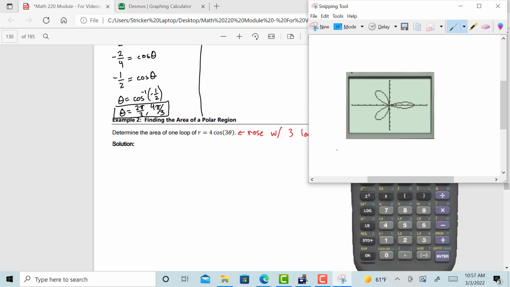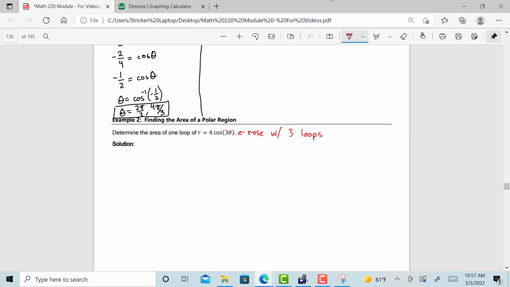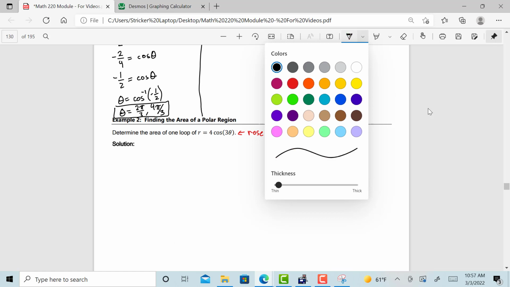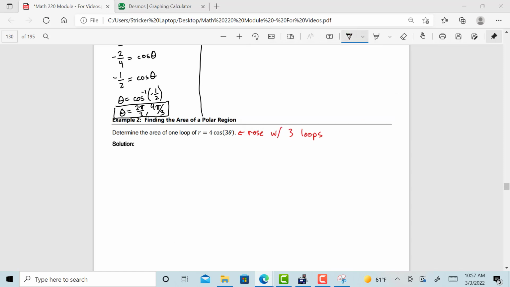And so the area we're looking for again, right, the area we're looking for is one loop. And again, it's the same idea, because right there at the origin, what's r equal to? Well, again, r equals 0, right? So we're going to do the same concept here. We're going to come back with our curve, and we're going to set r equal to 0. We're going to let r equals 0.